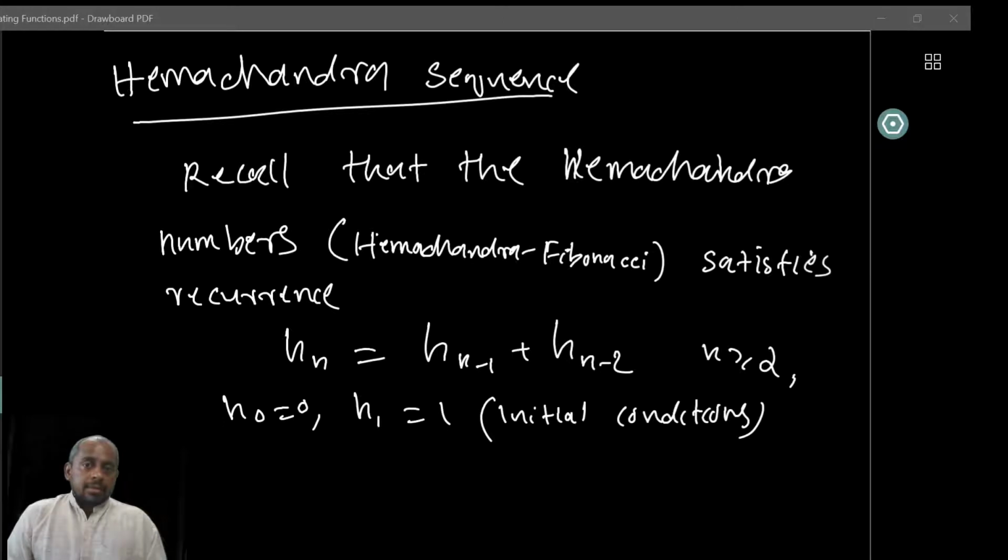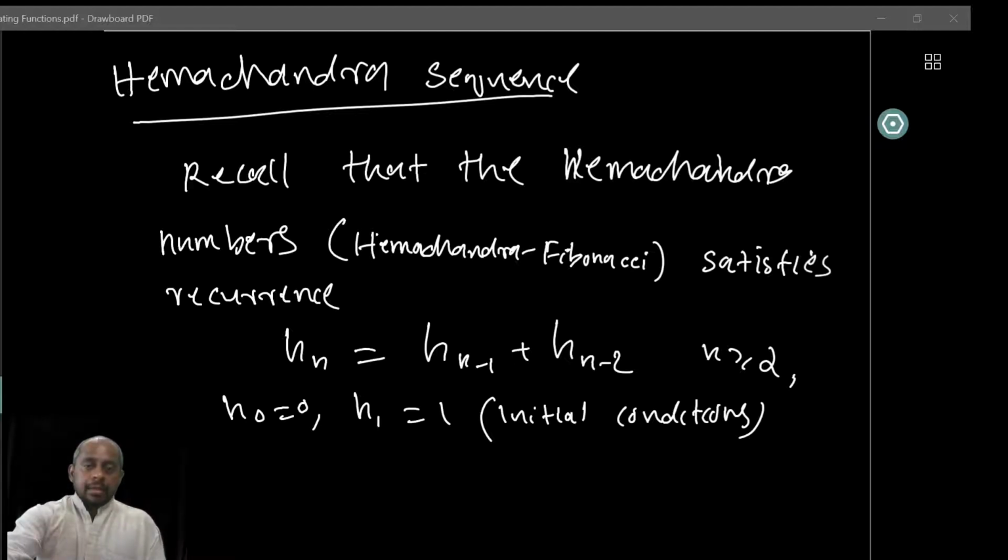Recall that the Hemachandra numbers, also known as Fibonacci or Hemachandra-Fibonacci numbers, satisfy the recurrence relation Hn is equal to Hn minus 1 plus Hn minus 2 for every n greater than or equal to 2, with the initial conditions H0 is 0 and H1 is equal to 1. Now, in some places, you might see H0 also defined to be 1, which will only result in a shift of the position in the sequences that we compute. Other than that, it remains the same.